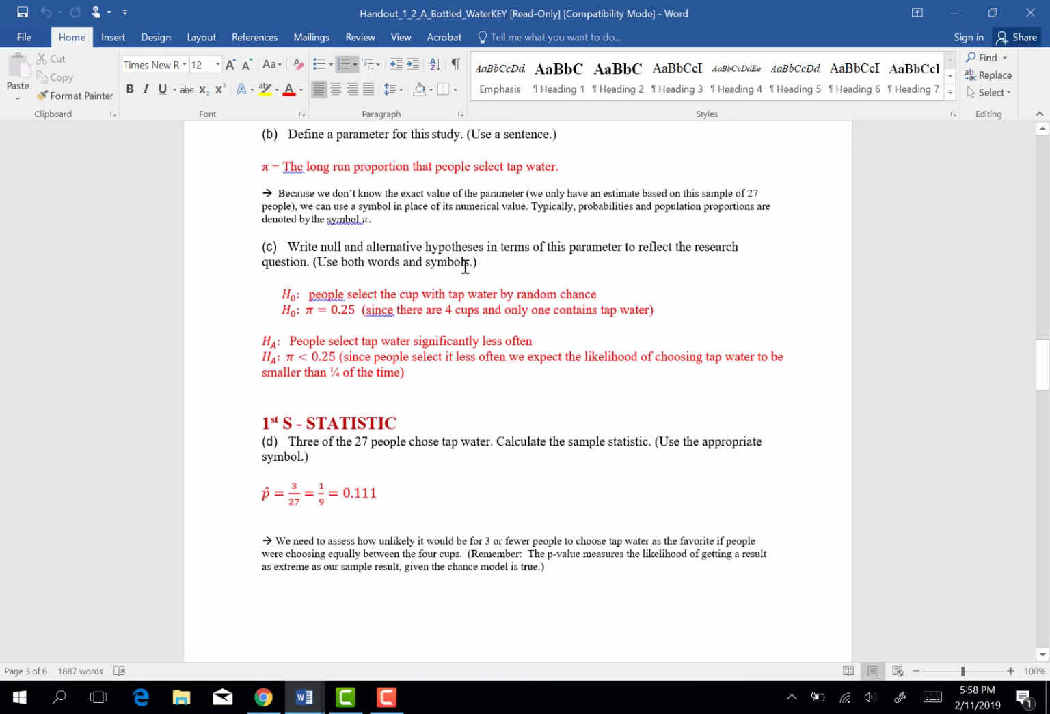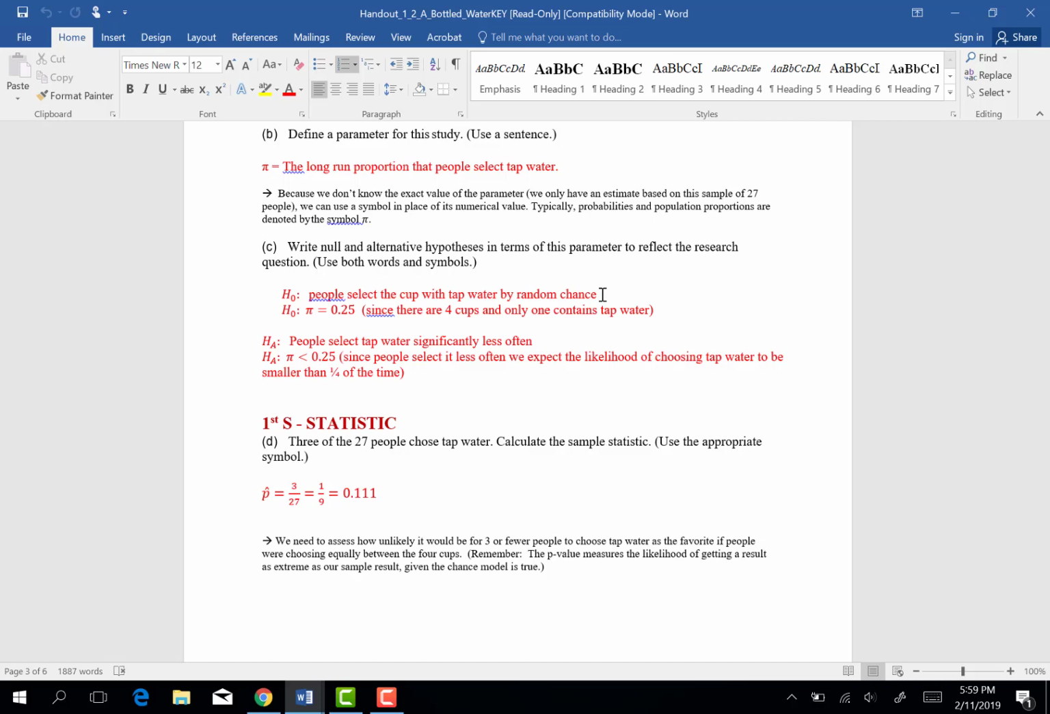Writing out the null and alternative hypothesis, in words and in symbols. So in words, people select the cup with tap water by random chance. Kind of like with the baby study, they're guessing. It's just at random. They can't really tell, so they just guess on what they think is tap water. So that's the chance model. And the probability of that is 0.25 since there are 4 cups and only one contains the tap water.